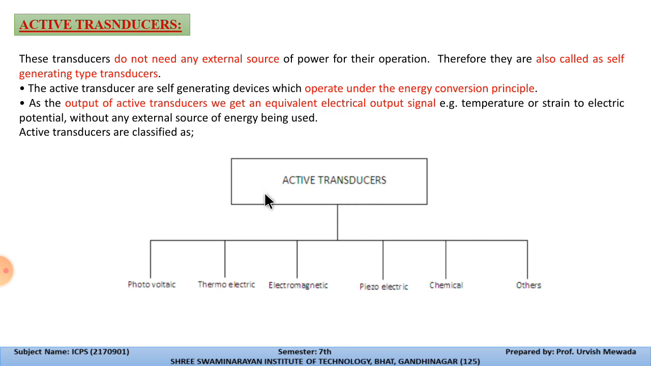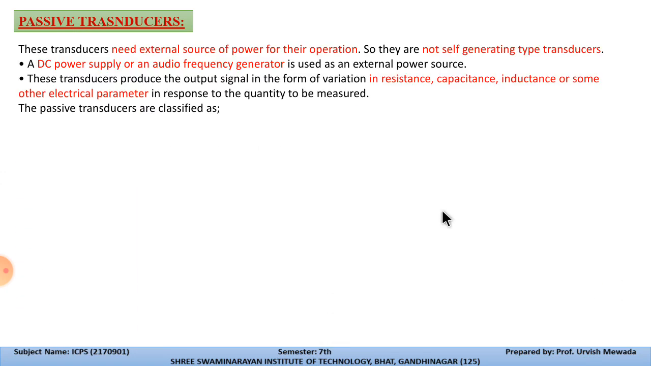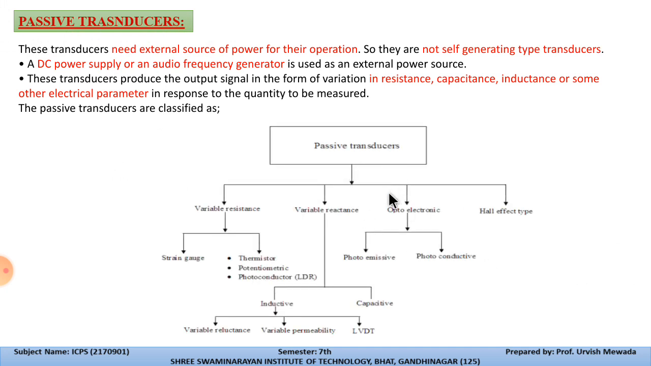Now the next point is the passive transducer. As we know, in an active transducer we do not require any external source. In the passive transducer we require an external source of power for the operation, and they are not self-generating type transducers. That's why a DC power supply or audio frequency generators are basically used for the transducer as the actuating quantity. This is the classification of the passive transducer.